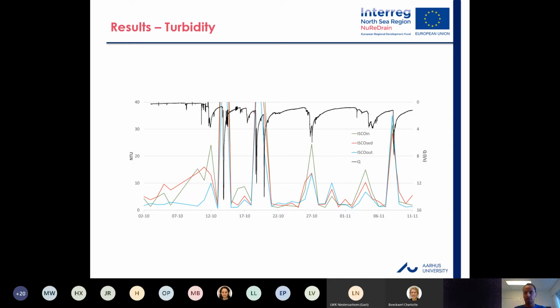And here also there is the breaking point. After this 18th of October, there is no remarkable difference between the three lines, the data from the three different ISCO samplers.